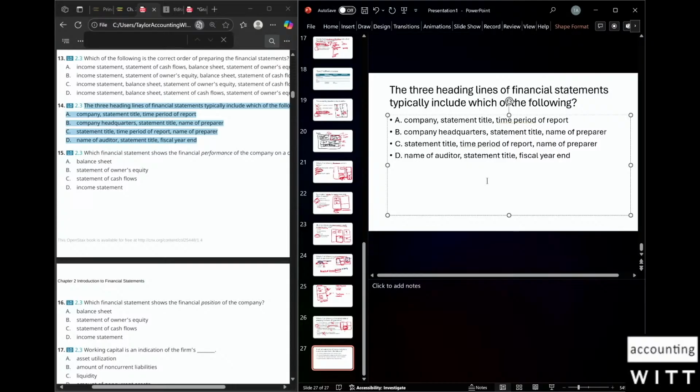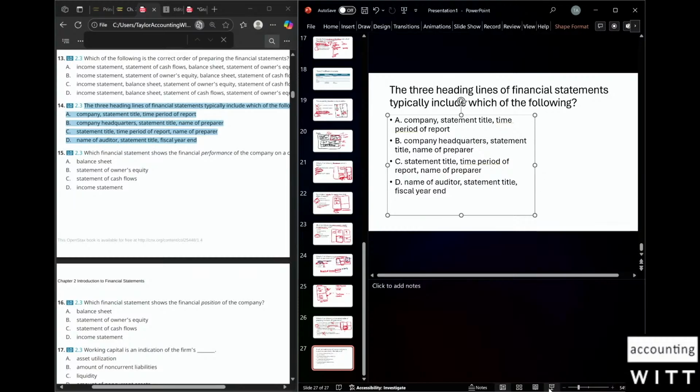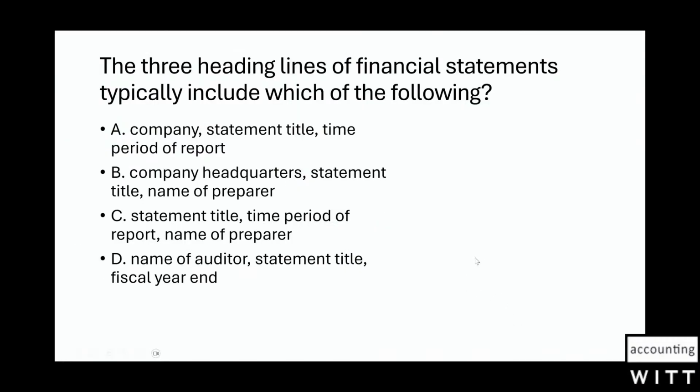The three heading lines of financial statements typically include which of the following? Okay, now we're getting into I don't care territory. Okay, sure. Company, yes. A seems right. Yeah, you'd need to know the company. You'd need to know which statement. You need to know the time period for sure. I don't think you need to know that. You don't need to know that.